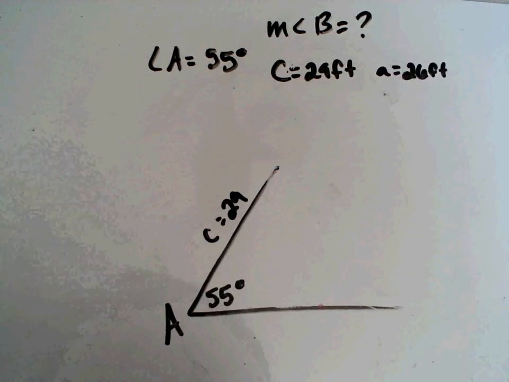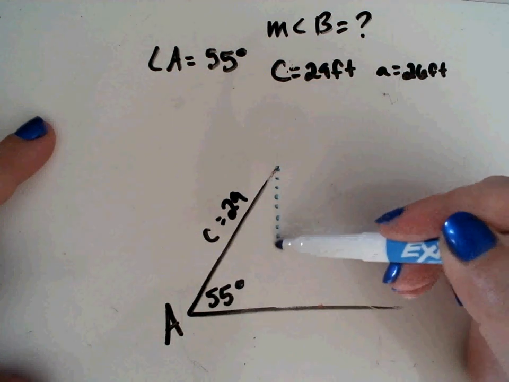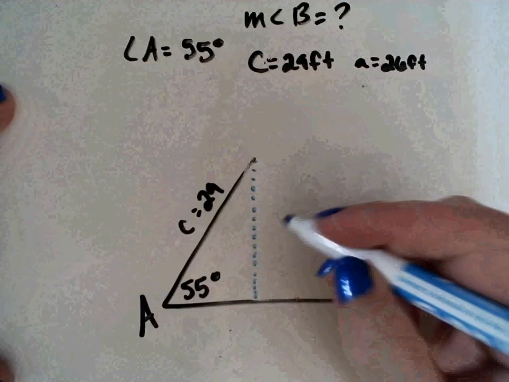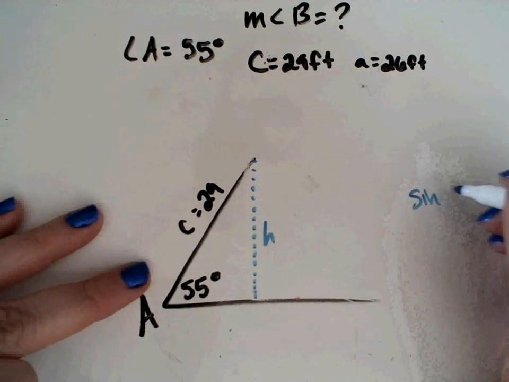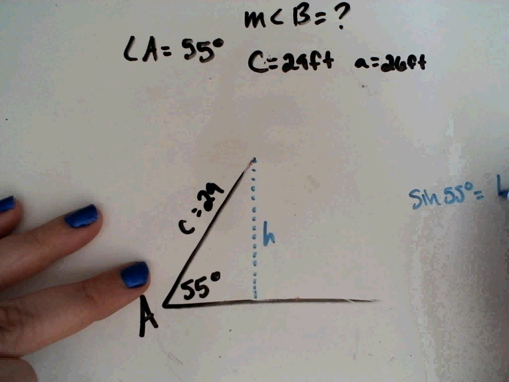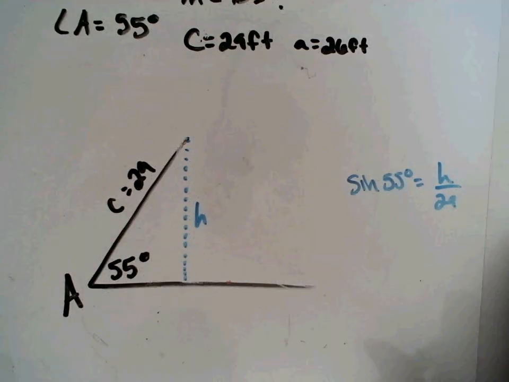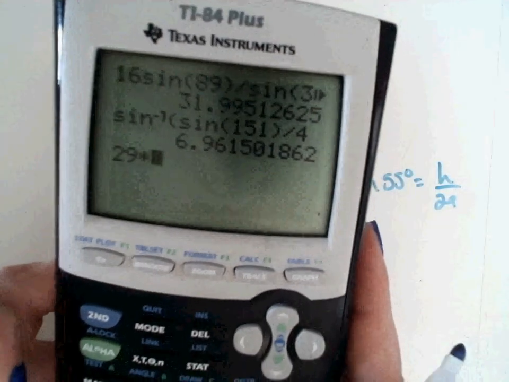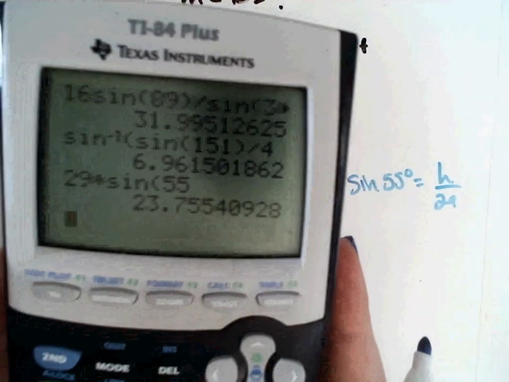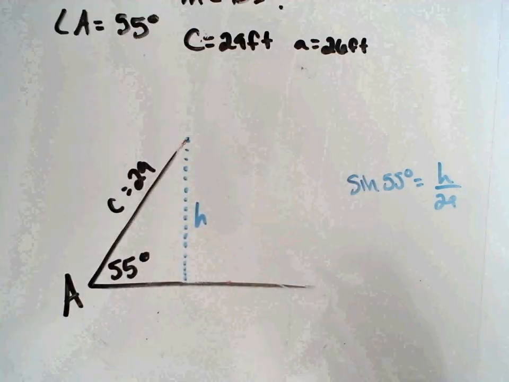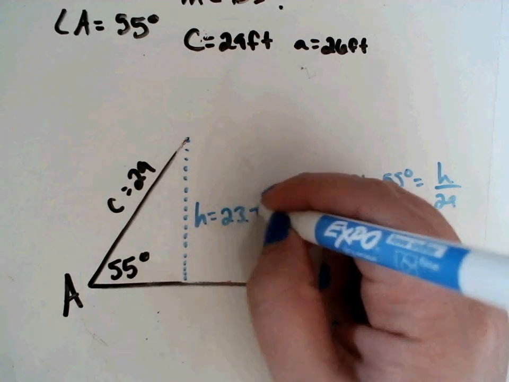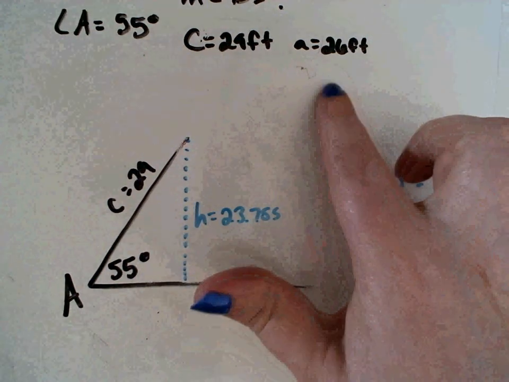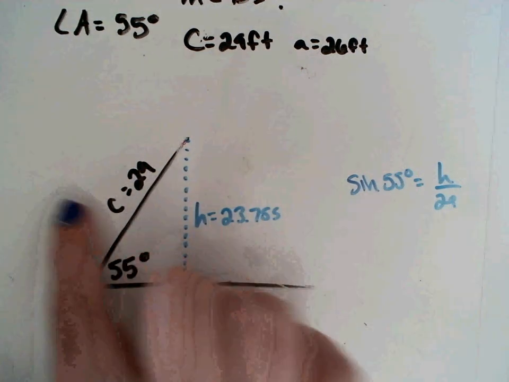Okay. So my height is the length from the top of the triangle to that horizontal. And I know that sine of 55 equals height over 29. So I'm going to multiply by 29 and say 29 times sine of 55. And I get 23.755. So this height is 23.755 feet.